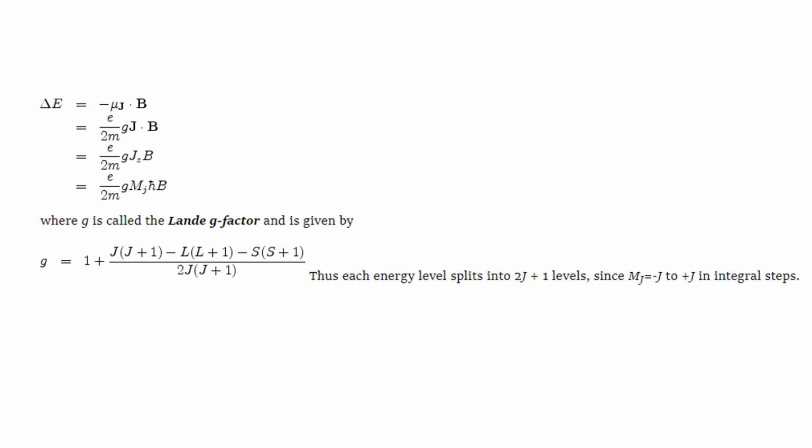This g factor can generally be written as 1 plus J into J plus 1 minus L into L plus 1 minus S into S plus 1, upon 2J into J plus 1. Thus, the energy level splits into 2J plus 1 levels from minus J to plus J, which is the reason for getting many lines.